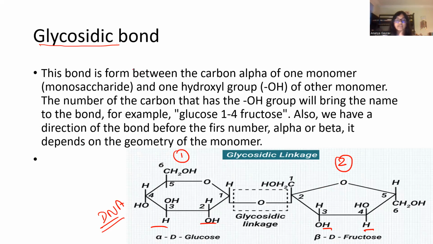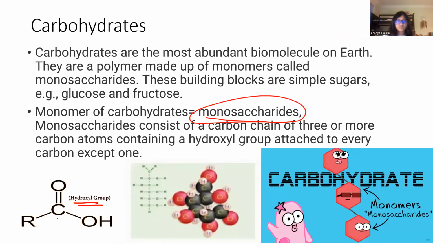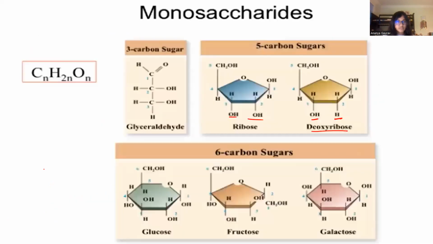Clear? Now, this bond is formed between the carbon alpha of one monomer. It is this one. These are the carbons. Remember this: the carbon of one monomer, that is one monosaccharide, and one hydroxyl group. We have already studied that it is C double bond O, single OH and R. R is our carbon chain, right?